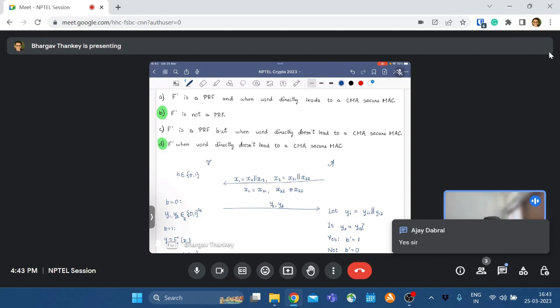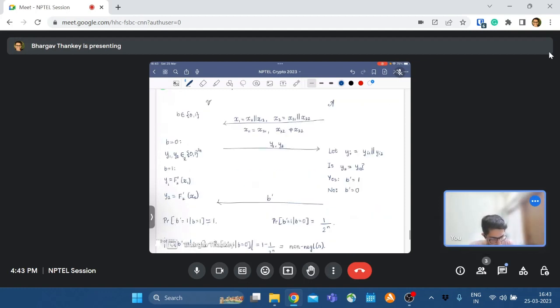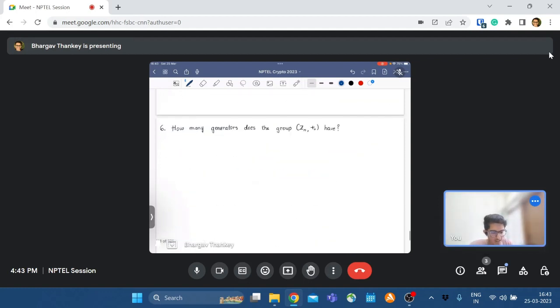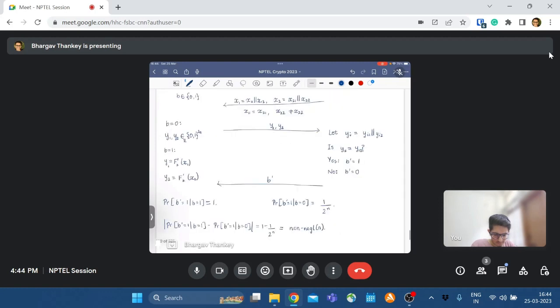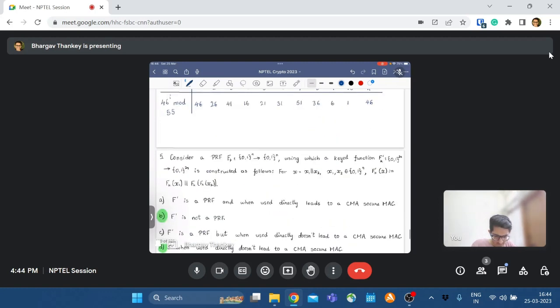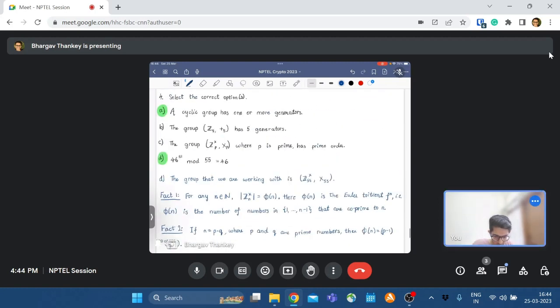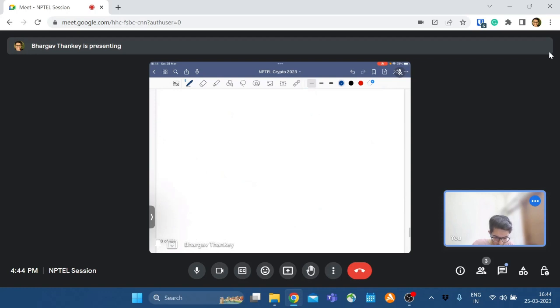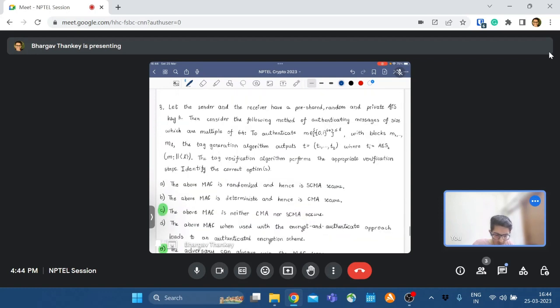So now let's move on to the next problem. Can you repeat the third portion, part C, the answer that you told? Oh, the third question. This one? Yes sir, why was part C true? Show it once. Oh, the above MAC is neither CMA nor SCMA secure.